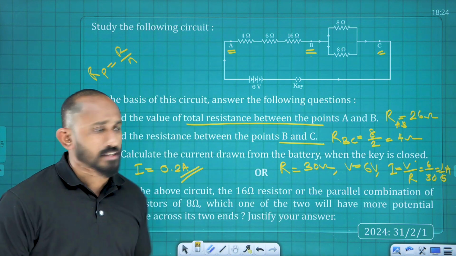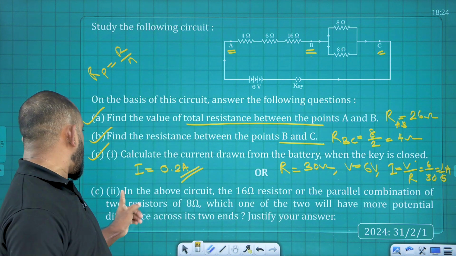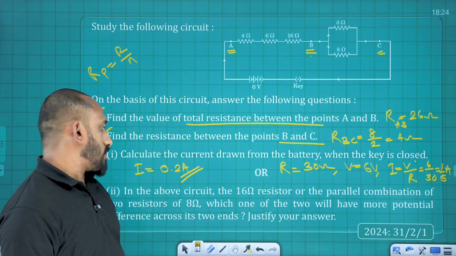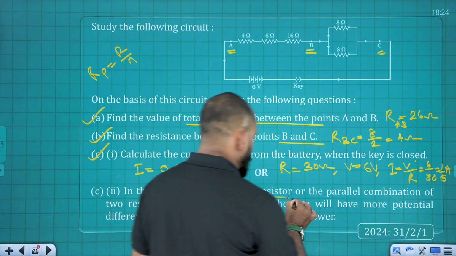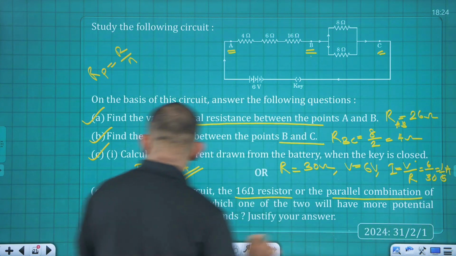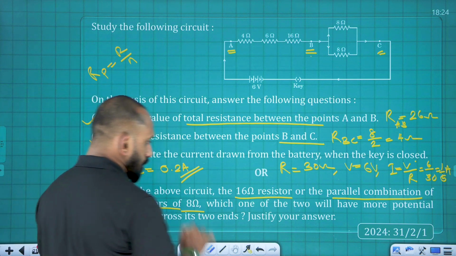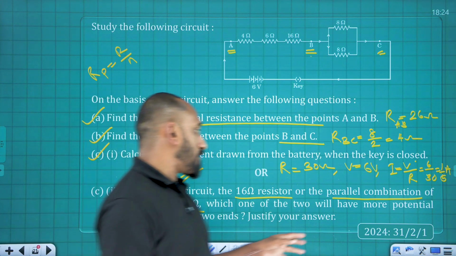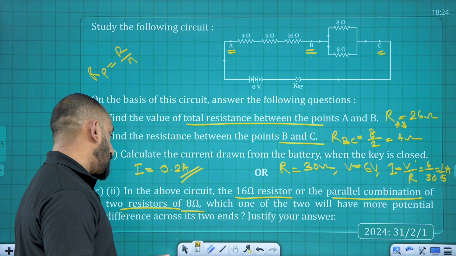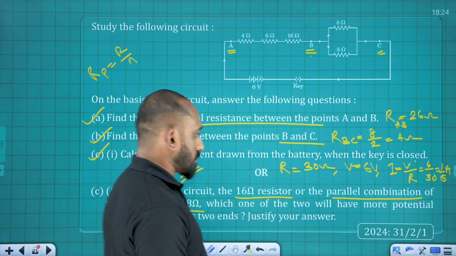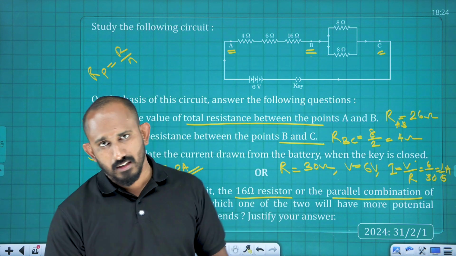Simple direct questions are there. Then D part, again 2 marks. In the above circuit, the 16 ohm resistor or the parallel combination of 2 resistors of 8 ohm, which one of the two will have more potential difference across its two ends? Justify your answer. So it is asking which has more potential difference.